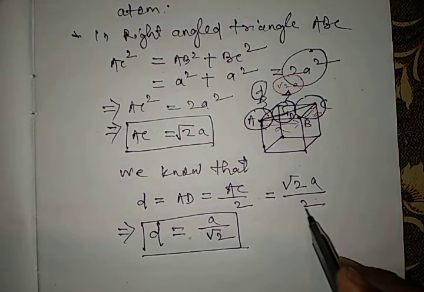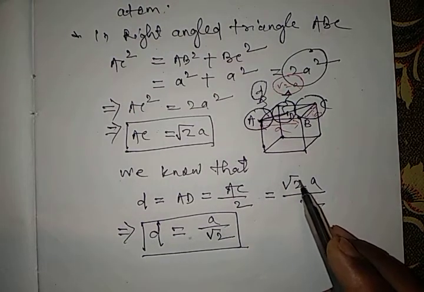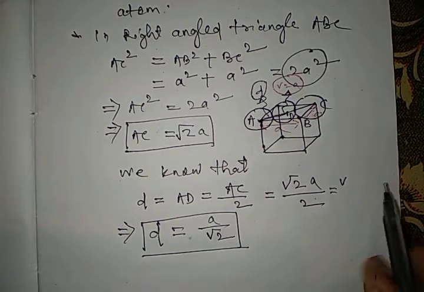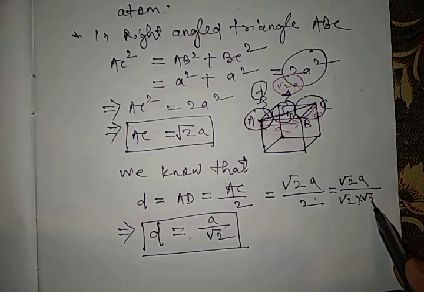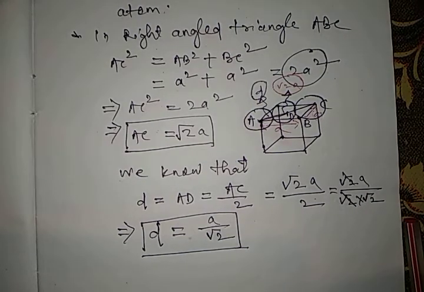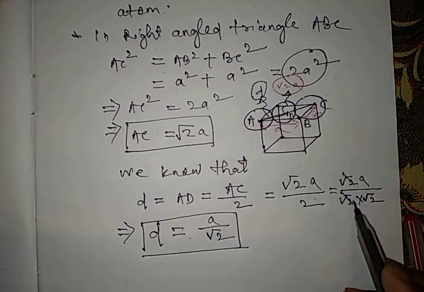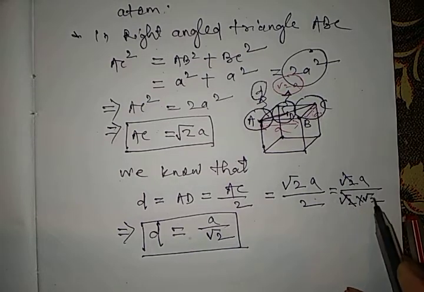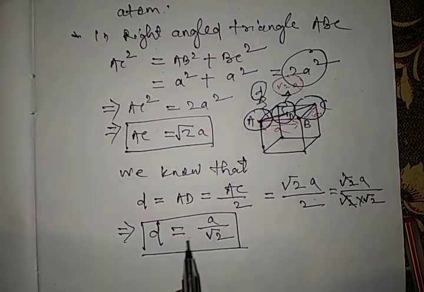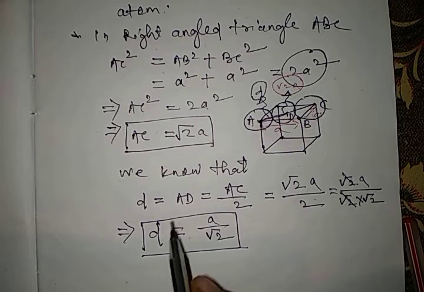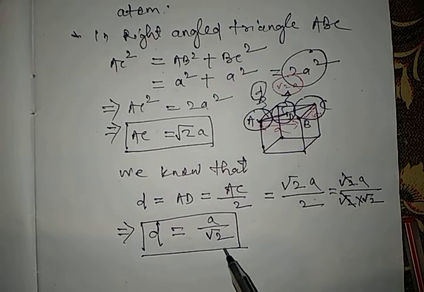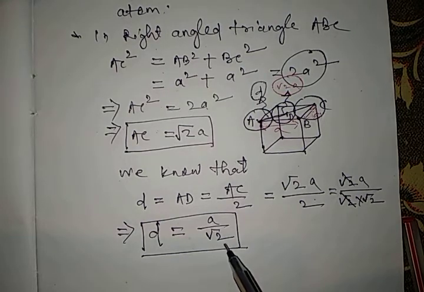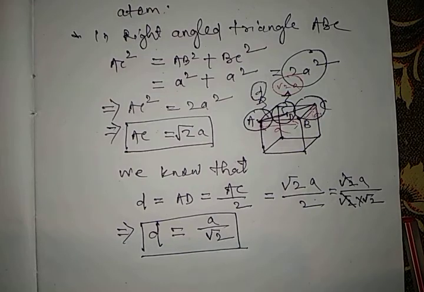Root 2 a by 2, where 2 equals root 2 into root 2, and we get one root 2 above and one root 2 below. So a by root 2 is d. So d is the distance between two nearest neighbor atoms, this one and this one. So finally we got the distance between two nearest neighbor atoms equal to a by root 2.